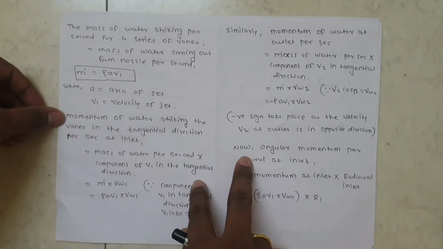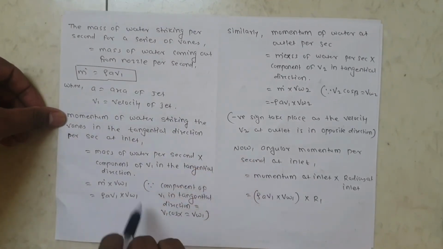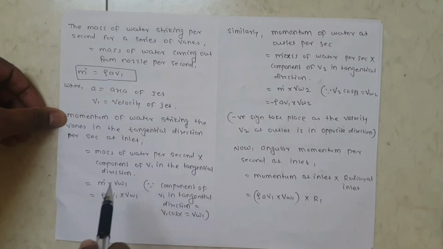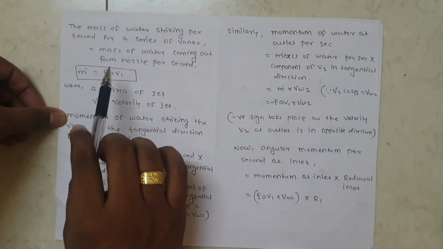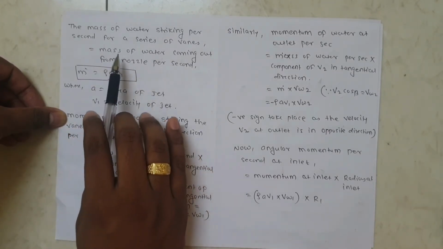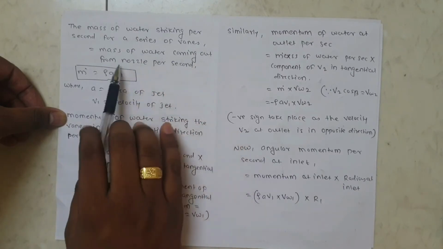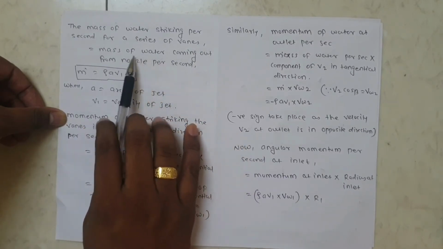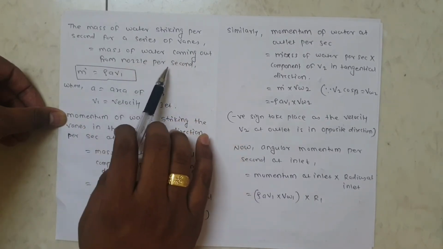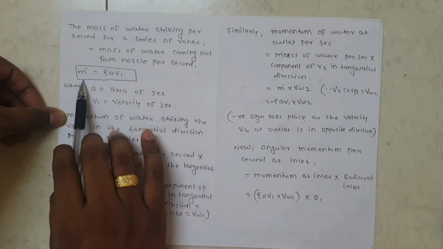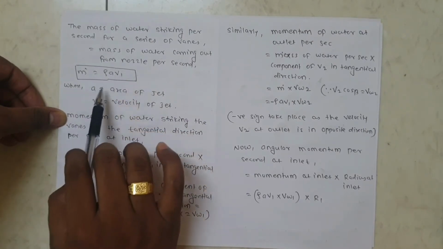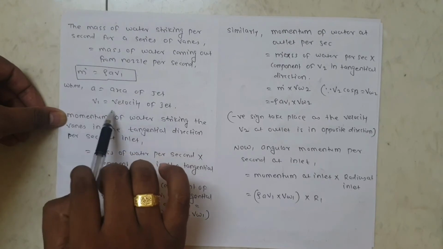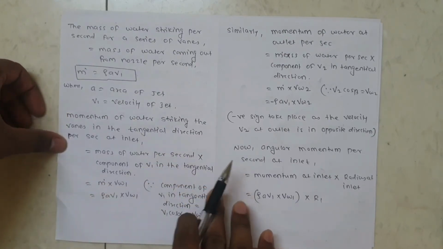The mass of water striking per second for a series of vanes. The m dot is equal to mass upon time. That means the mass of water coming out from the nozzle per second. That m dot is equal to rho a v1, where a is the area of the jet and v1 is the velocity of the jet.